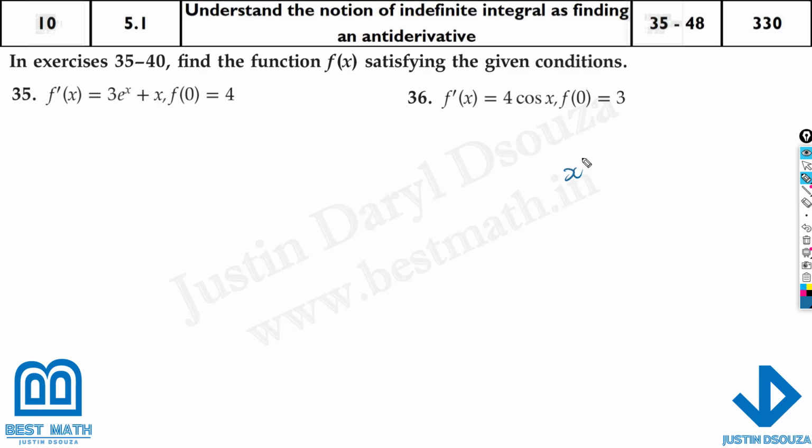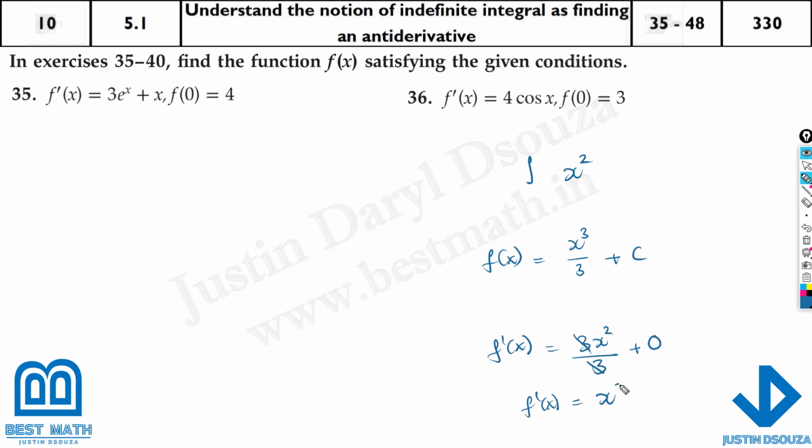So let me take an example, x power 2. Let me integrate this. What is the answer? The integration would be x power 3 by 3 plus c. Imagine I consider this as the function f of x. Now, what is the derivative f dash of x? The 3 comes down and it reduces by 2, divided by 3 itself. Plus the constant of any number, the derivative is 0. It cancels off. What's remaining? The derivative of f of x is x power 2.